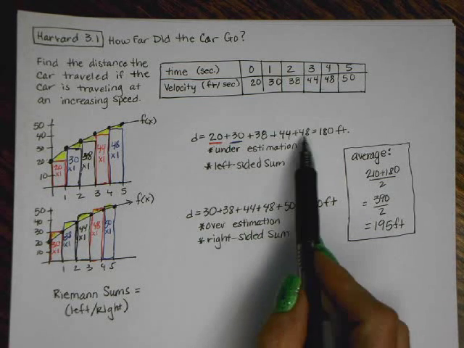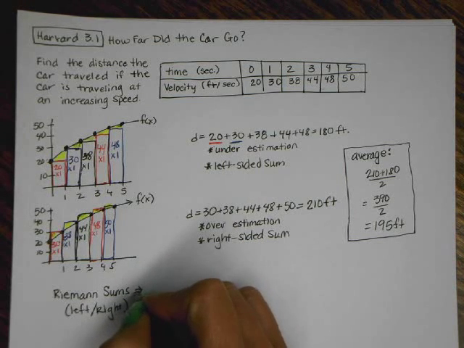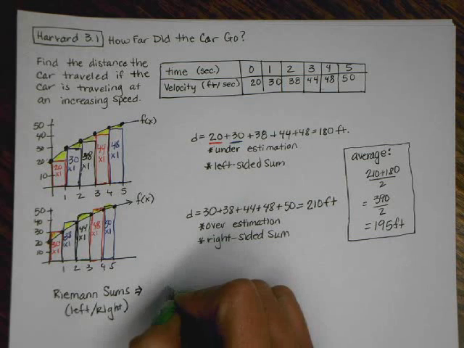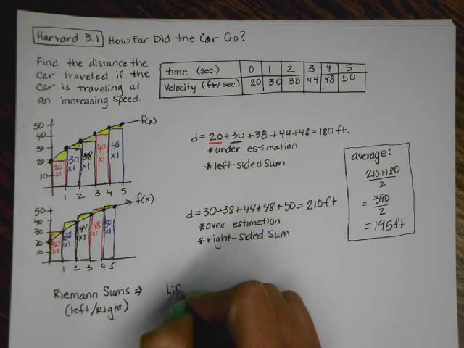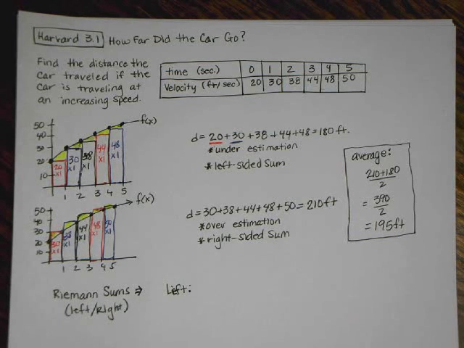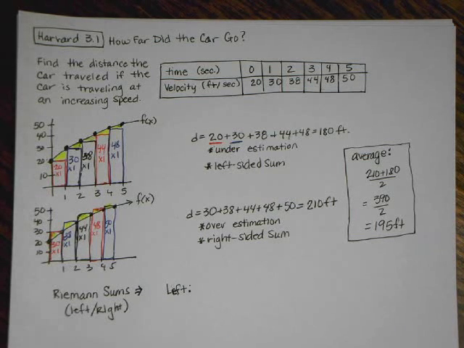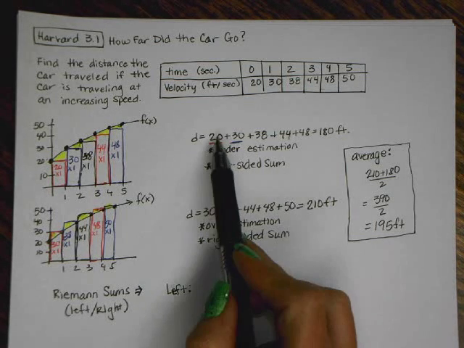Okay, so remember how I calculated these? There's 2 formulas. There's going to be one for the left-sided sum and one for the right-sided sum. So my left is going to be, alright, now let's look how we built it. This was the area of the rectangle.